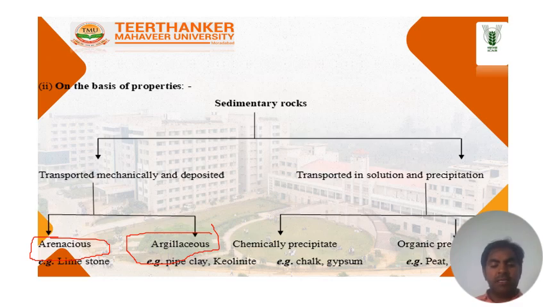These are transported in solution and precipitation. It is organic and inorganic. In the case of chemically precipitated, chalk and gypsum, and then organically the peat and marble. So this is about that.